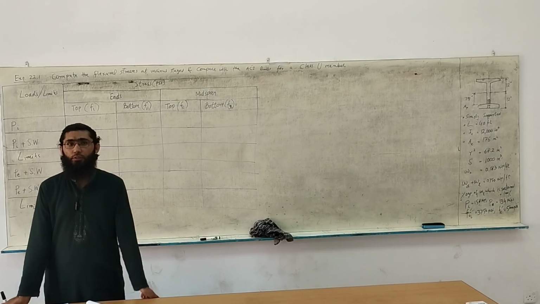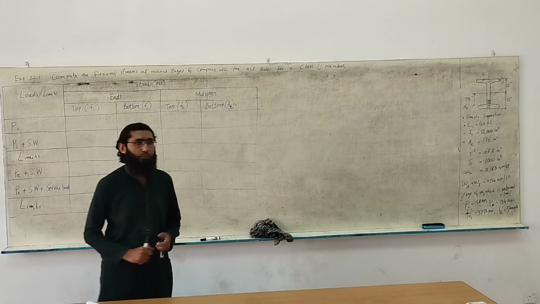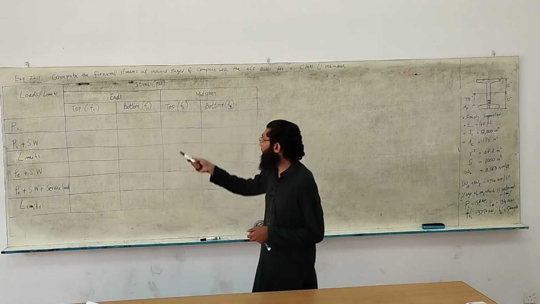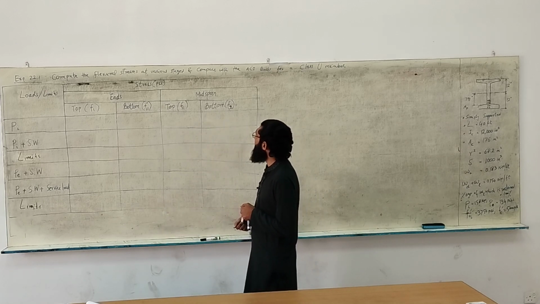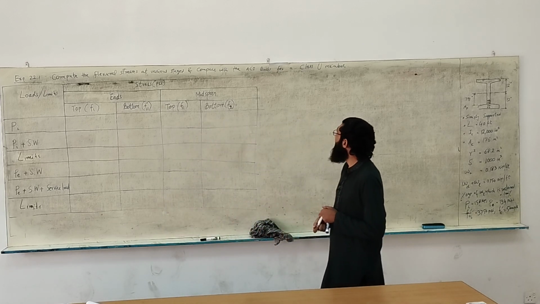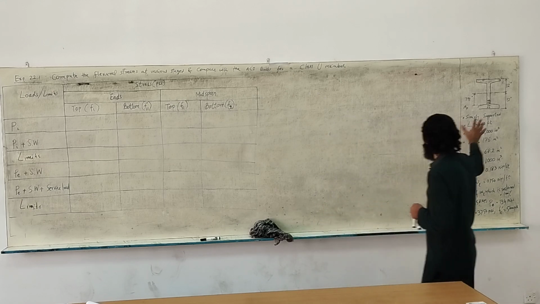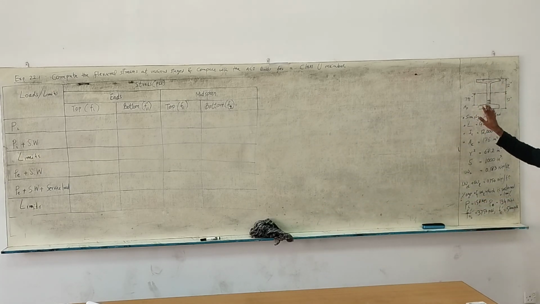Okay, so today we're going to discuss a numerical example on computing the flexural stresses at various stages and comparing with the ACI limits for a class U member. So this is the cross section of the given member. Okay, so these are the strands. Each of these dots represents a strand.